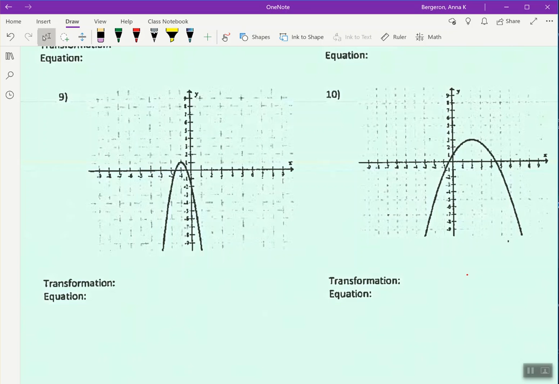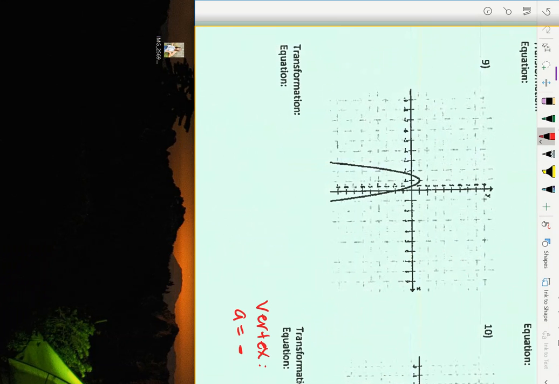So again, when I'm writing out those transformations, it's giving me information about my vertex and about my a value. So remember, the first big piece of information is this graph is upside down. So that means this graph has been reflected across the x-axis. So that means that a value is negative, right?